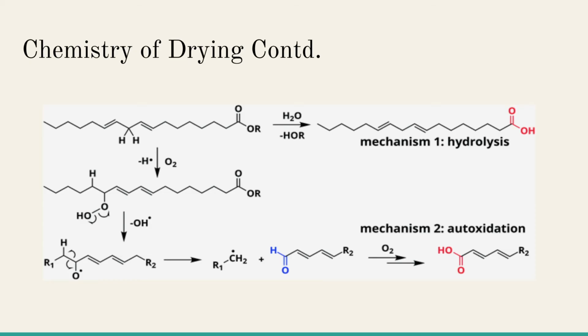The auto-oxidation process is often more common in young oil paints. As time progresses, the ester bonds in the fatty acid chains can also be converted to carboxylic acids through hydrolysis, as you can see in this mechanism. This further cures the paint.